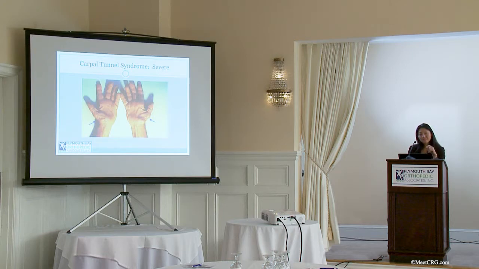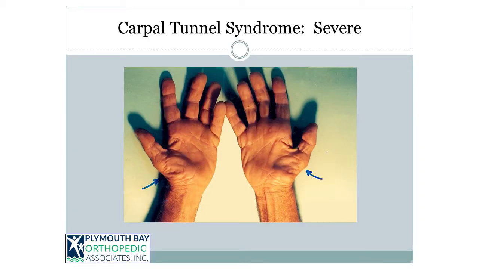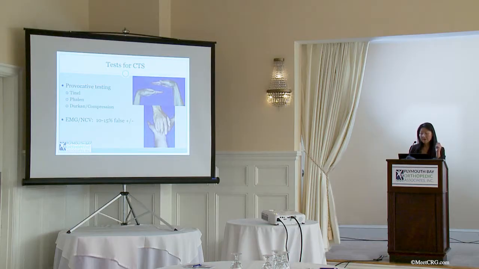So in terms of severe carpal tunnel, this is shown here. When it's very severe, there's a compression on a motor branch to that thumb muscle. And so you'll notice in the hands that there's a lot of flattening or loss of muscle in that thenar eminence.